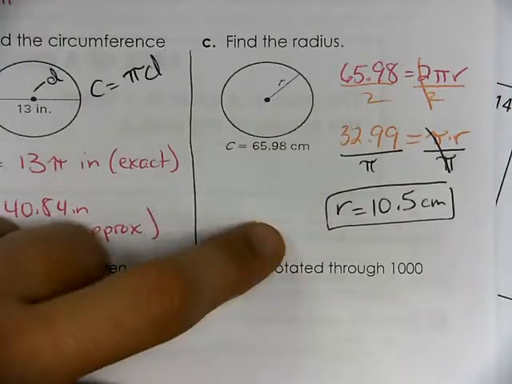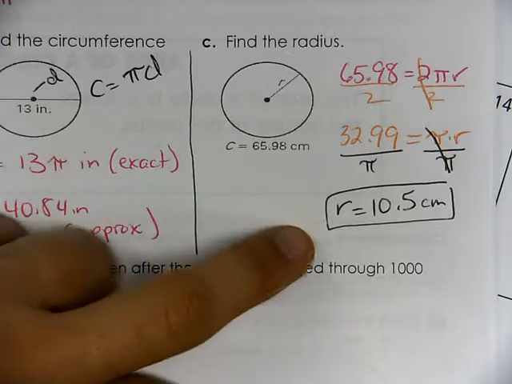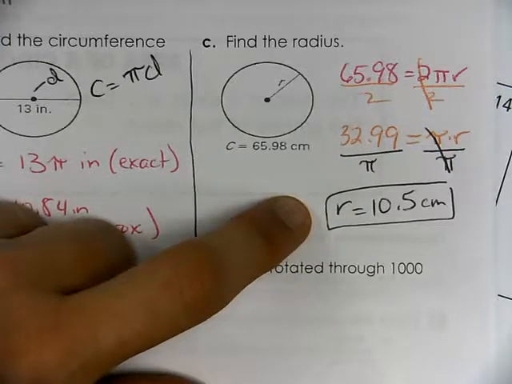What if I was finding the diameter? What would I do next? How would I change a radius to a diameter?